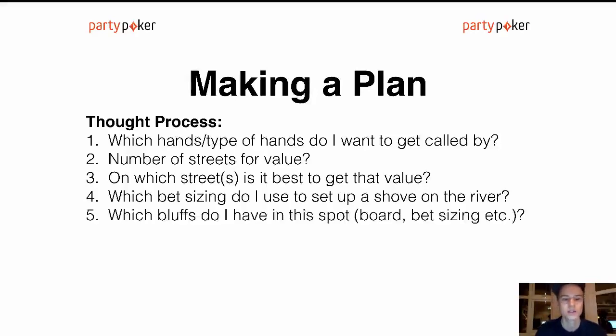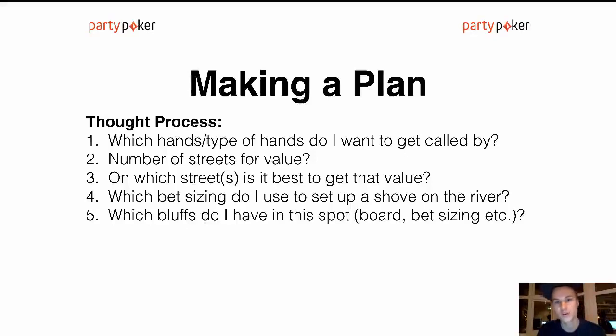The fifth question to ask yourself is, which bluffs do I have in this spot? Basically, just consider how balanced your range is. Having a balanced range, as I've already mentioned, is important because it allows your opponent to call you down with marginal hands. If you only have very strong hands in a spot, you'll only get called by very strong hands as well. In this case, you want to consider the board and your bet sizing.